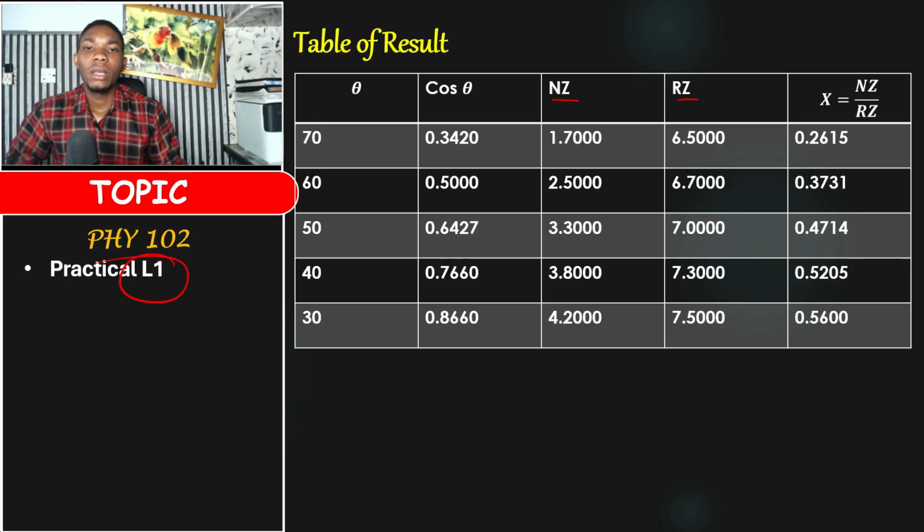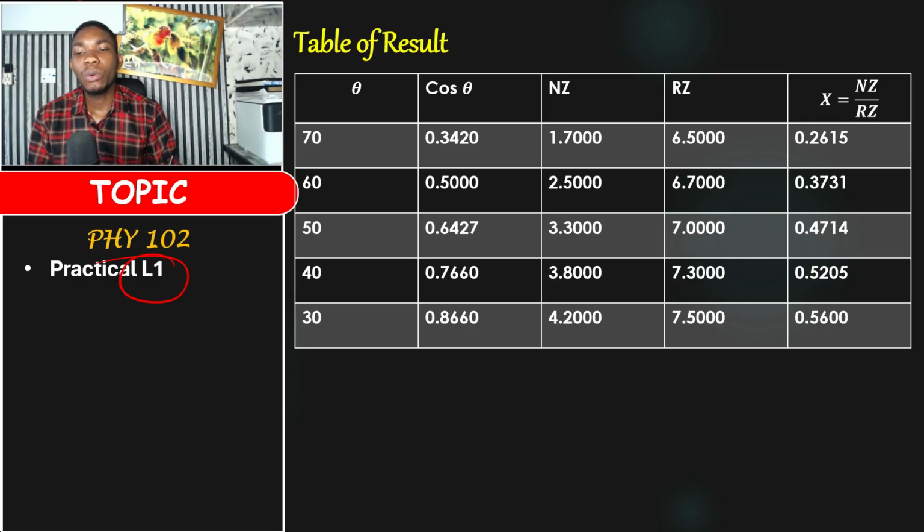Is that okay? Now for cos theta, all you need to do is press the cos of each of these angles you have here. So you press cos 70, cos 60, cos 50, cos 40, cos 30, and it's going to give you this value, this value, this value, this value, and this value. Now your NZ and your ROZ is something that you already measured.